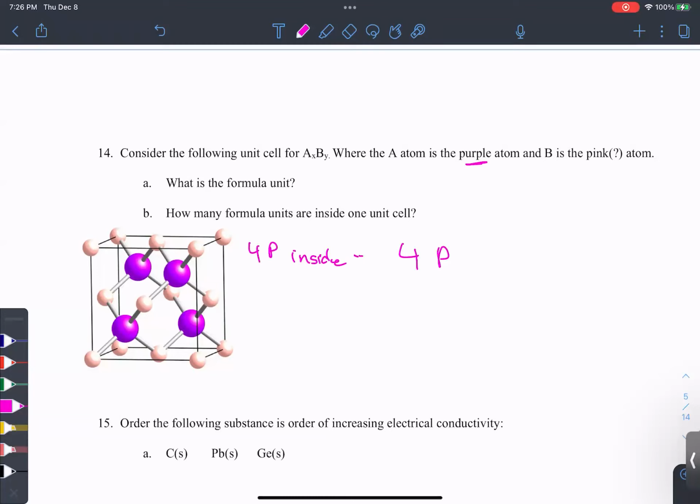Okay, so purple is A, so 4 A atoms. Now let's do the pink atoms. All right, so that's B. I take it one at a time. I look at one location. For me, I'm going to look at the corners first. Let's count how many total identical pink atoms are in the corners. 1, 2, 3, 4, 5, 6, 7, 8.